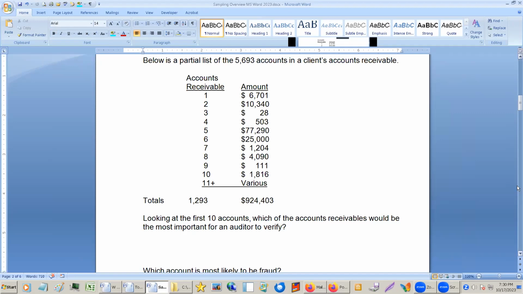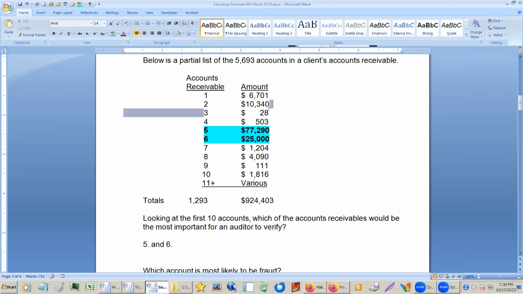The two bigger ones, like 5 and 6? Yeah, probably 5 and 6. 5 and 6 certainly, maybe even 2, but certainly 5 and 6. They're the larger ones. So these two are probably going to be the ones that they really want to take a look at. They have the biggest dollar amounts.